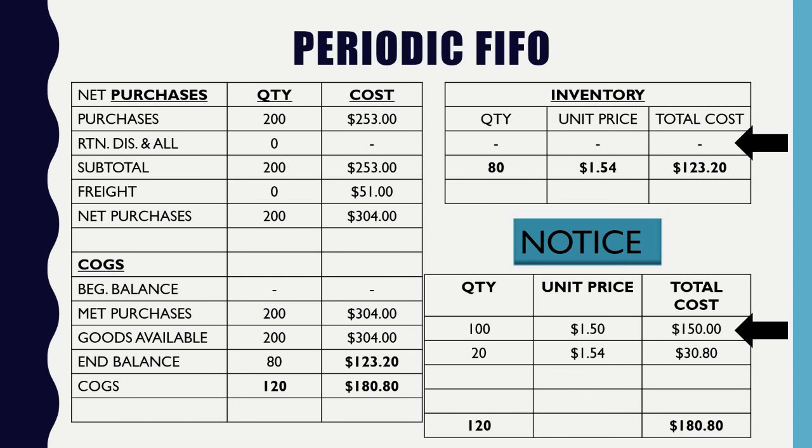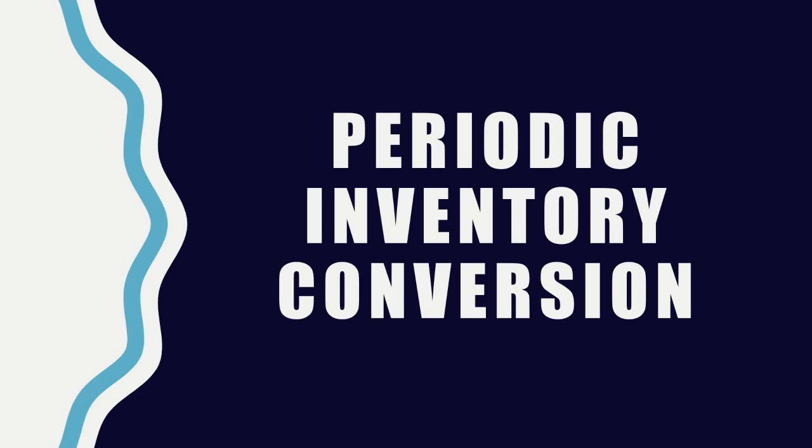So in this case, periodic inventory needs to have an adjustment entry. Okay, so here's our first adjustment entry that we're going to be looking at. All right, and it's called the periodic inventory conversion entry.